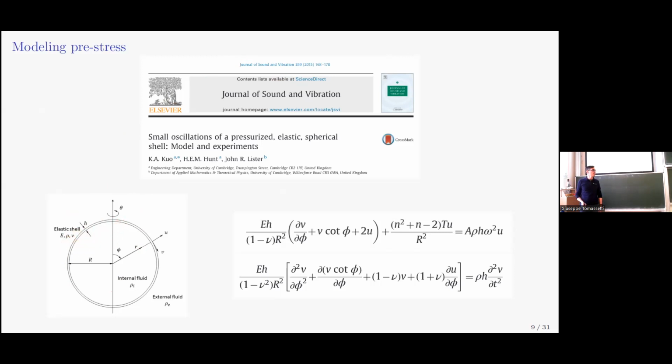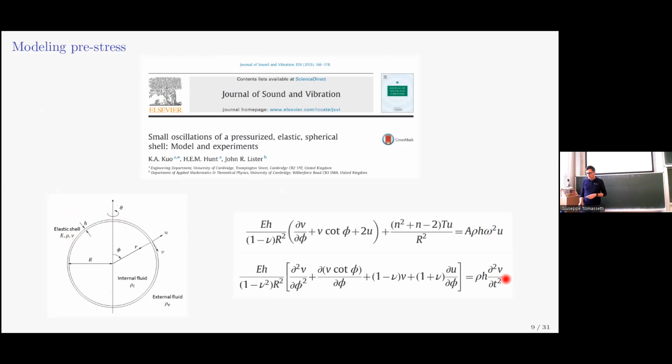This is studied in axisymmetric motions, which means that the displacement field has two components. The normal component U, this one, and another component which is V. V is one of the two tangential components that is non-zero for axisymmetric motions.